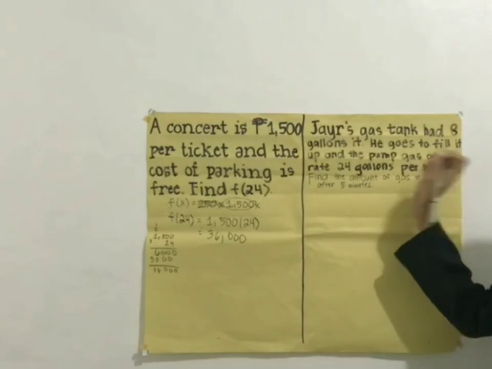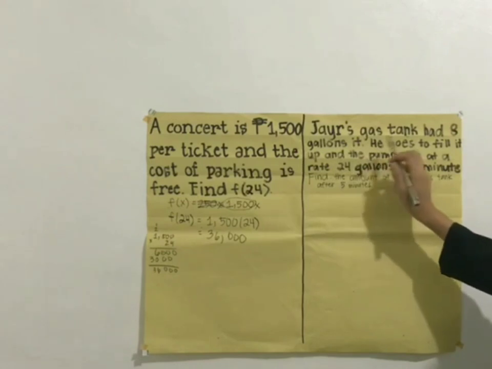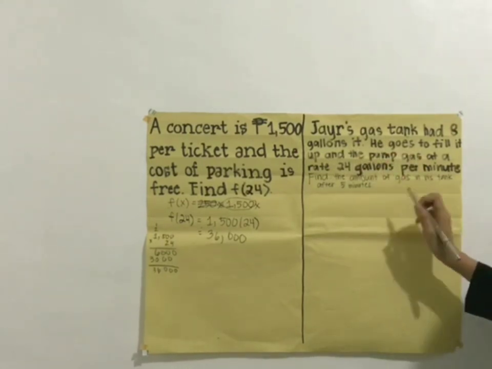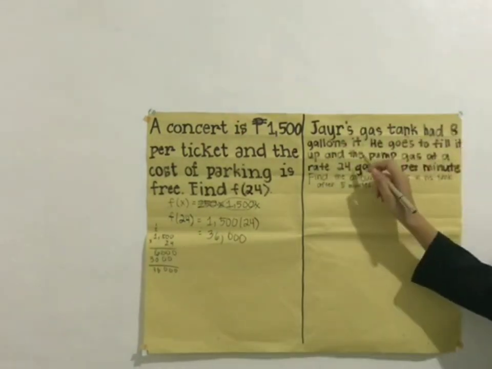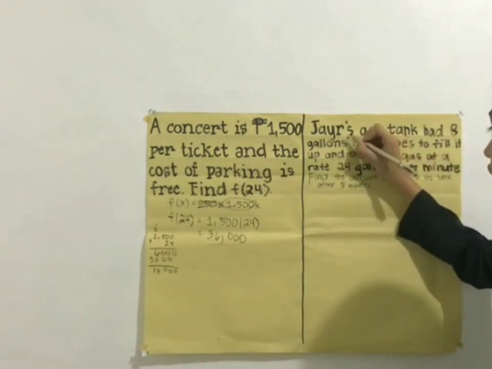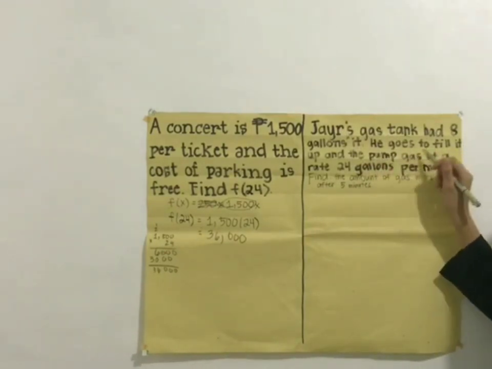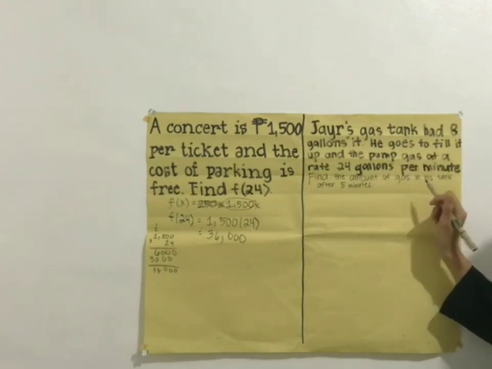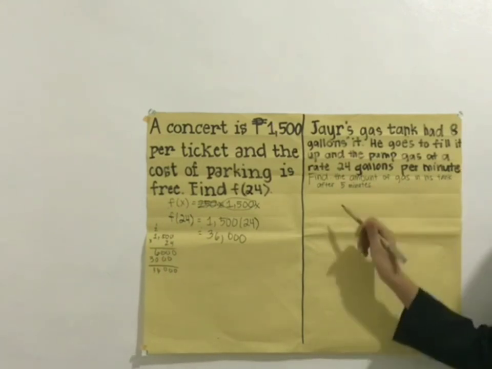JR's gas tank had 8 gallons in it. He goes to fill it up and the pump gas at a rate of 24 gallons per minute. So find the amount of gas in his tank after 5 minutes.